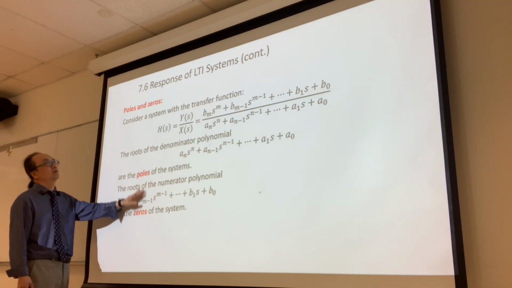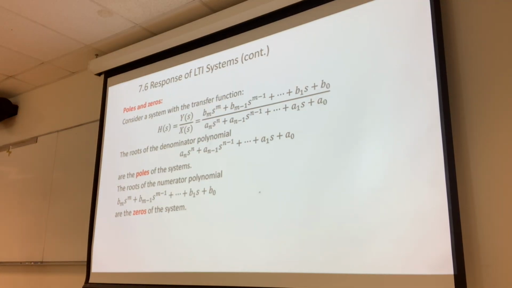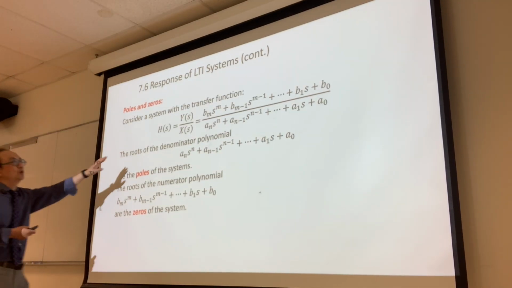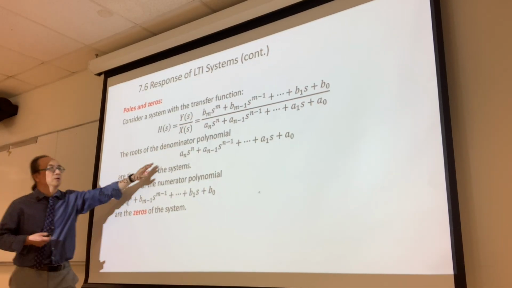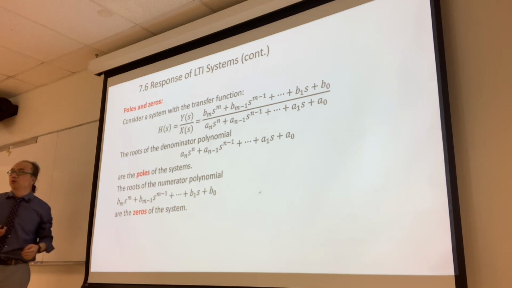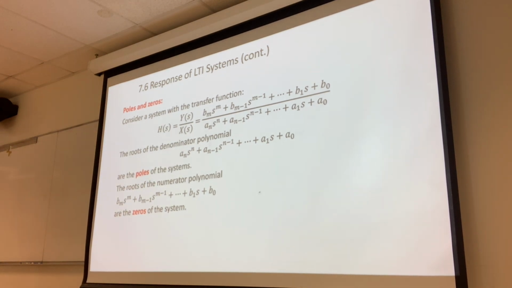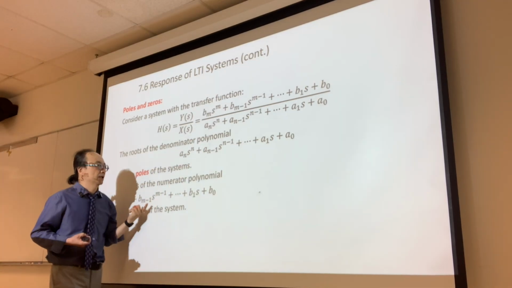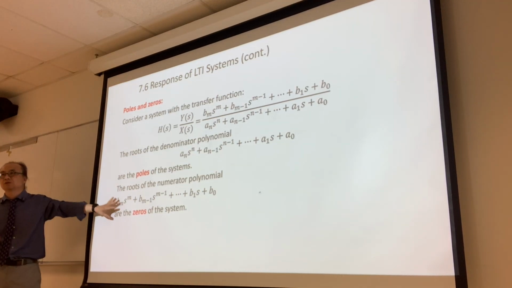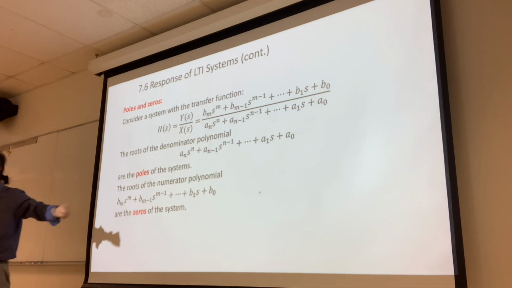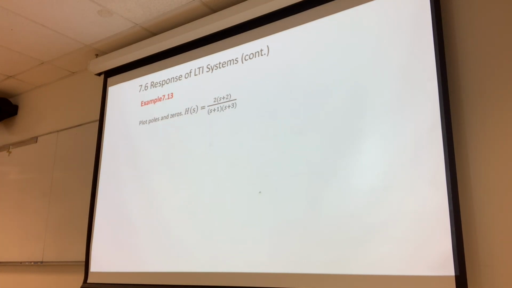Now, the response of LTI systems. For the numerator, we call the roots zeros, and for the denominator, we call them poles. When we let the numerator equal 0, that is a zero. When we let the denominator equal 0 and find the value of s, that is the pole. It's just an introduction to the response of the system. You will get to this in your control systems class much more. So let's take a look at this real quick.